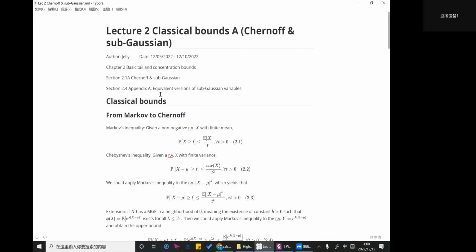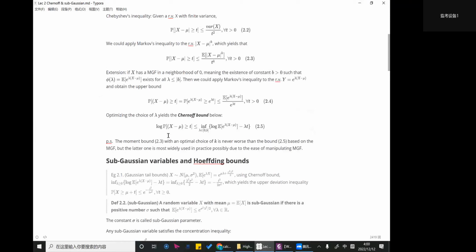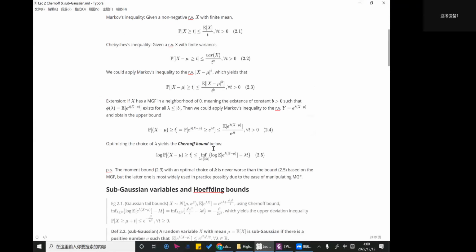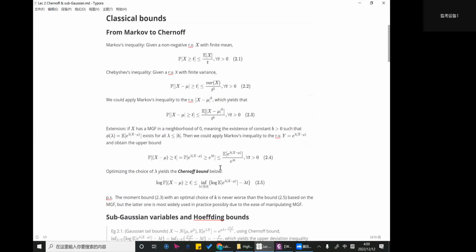So the first part is from Markov to Chernoff. It gives you the motivation about the Chernoff bound. It comes from the Markov bound, and the Chernoff bound is widely used in the proof of some concentration inequalities. This is the first part, so let's begin.